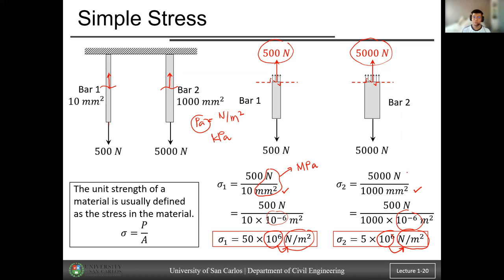So I think what you need to understand here is that your external force is converted to the opposite direction towards the internal force for it to be in equilibrium. Just imagine cutting it. For example, for bar number 1, you cut at a certain portion, then you create the force opposite to the given external load. So 500 downwards means your internal force is 500 going upwards for it to be in equilibrium. Same goes for bar number 2. You just cut the section and then create the internal force opposite to the external force given.